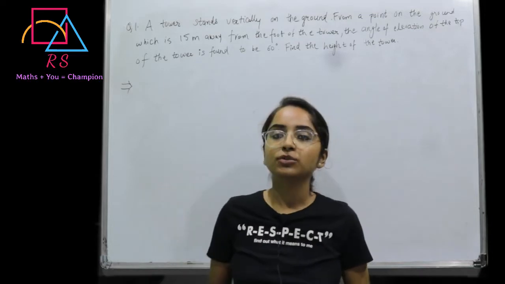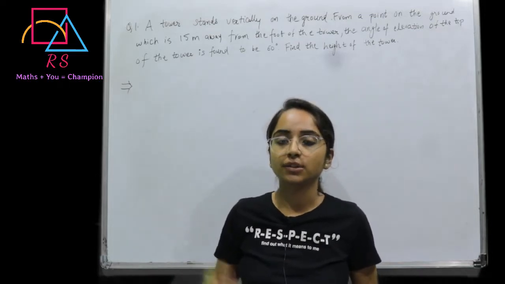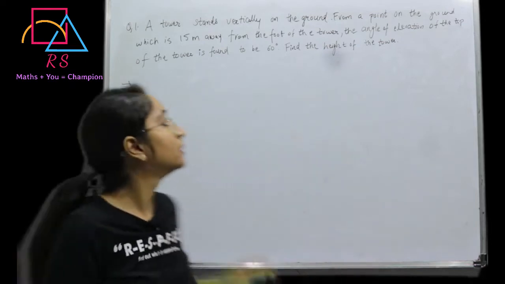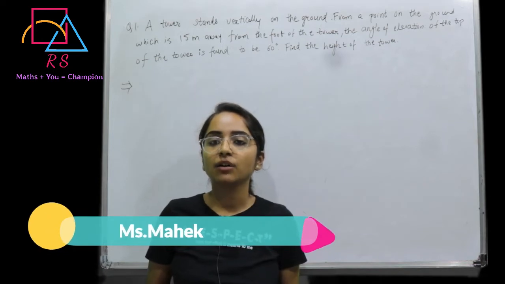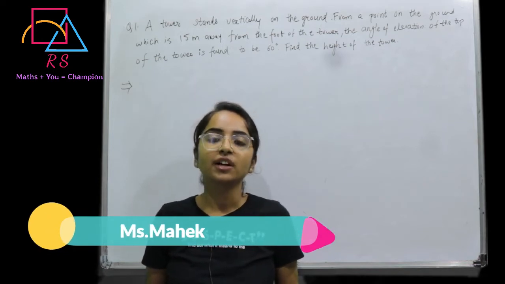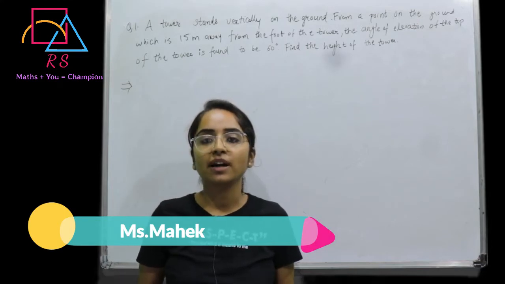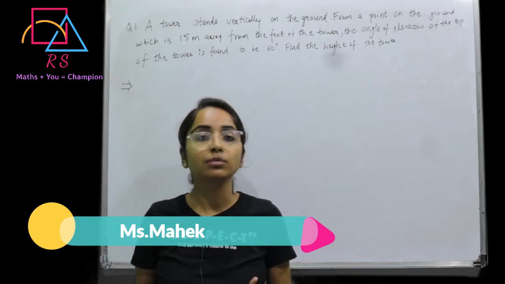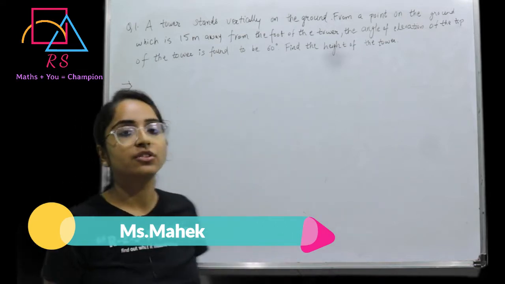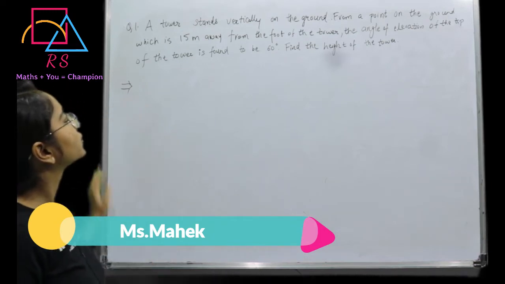Here we are going to solve certain questions based on the heights and distances chapter. The heights and distances chapter mainly has the angle of elevation and angle of depression. We just need to know how the angle of elevation and angle of depression are formed, and thus we can solve this question. So I will just see what's given in the question.